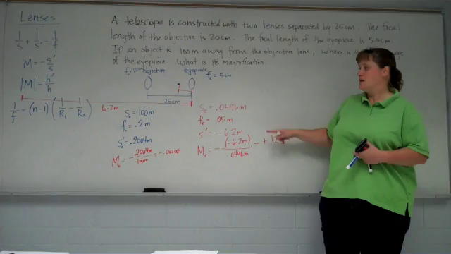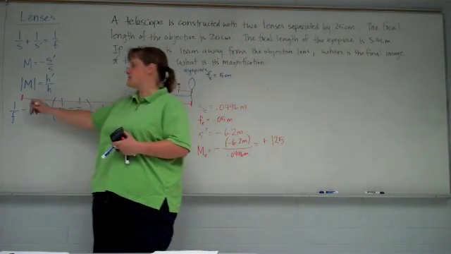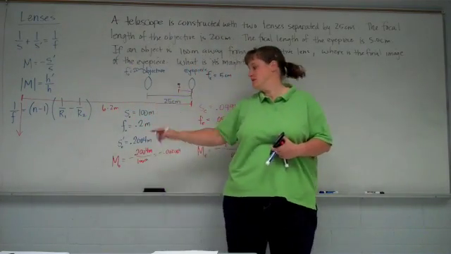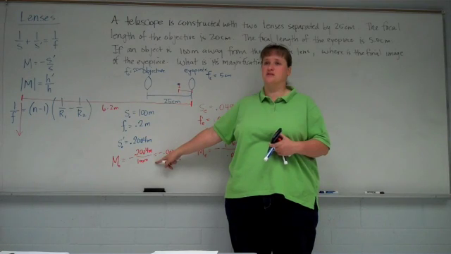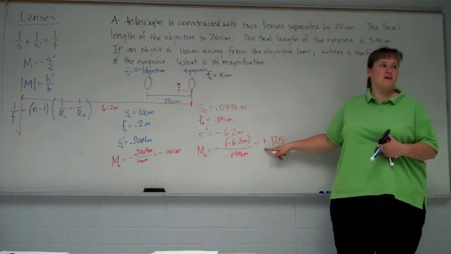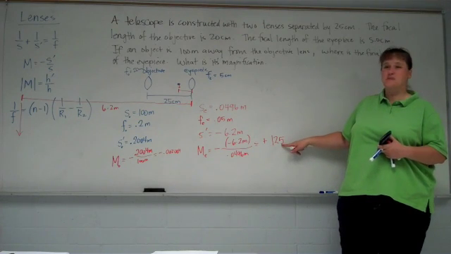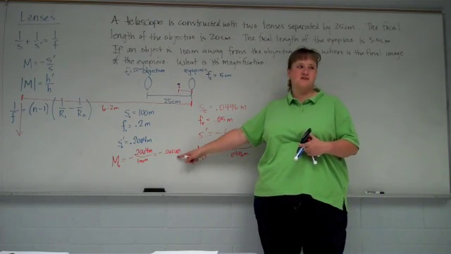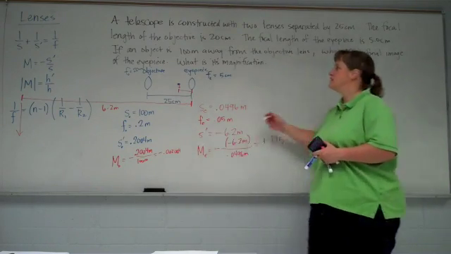So our final image is upside down still, relative to the original object. That's because the first lens flipped it over. This lens keeps it the way it was. This lens makes it 125 times bigger. But it was this much smaller from the first lens.